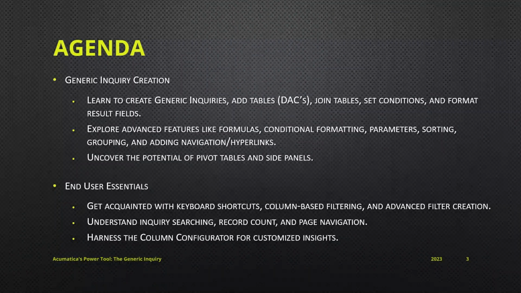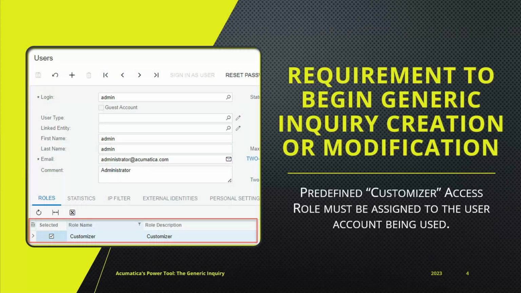So one of the very first things here is requirements, and it's a must-have. It's an absolute must in attempting to either modify or create a generic inquiry, and that's to have access features assigned to your user account that you're going to use. This is done by selecting the checkbox here for the predefined customizer access role, which can be found on the user screen. And once you have that set up, you should have full access to this feature.